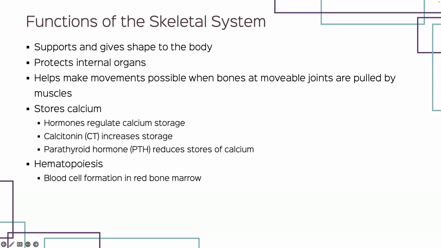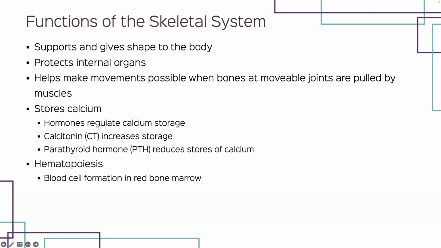The parathyroid hormone, from the parathyroid gland, will counterbalance the effects of calcitonin by decreasing calcium in the bone. Therefore, it will increase the blood calcium levels. The cavities inside some of the bones will also store fat. And then the term hematopoiesis is used to describe the process of blood cell formation.